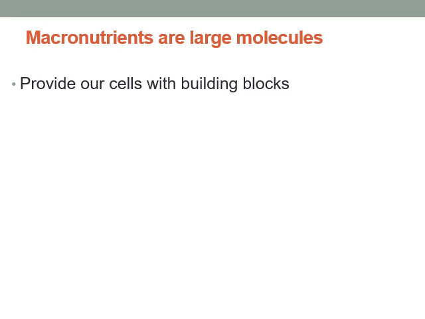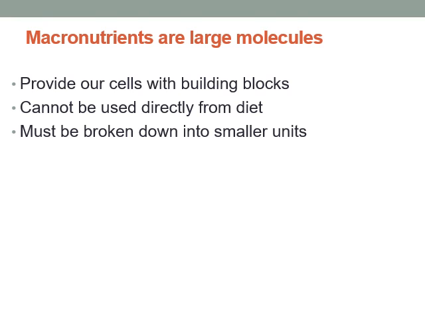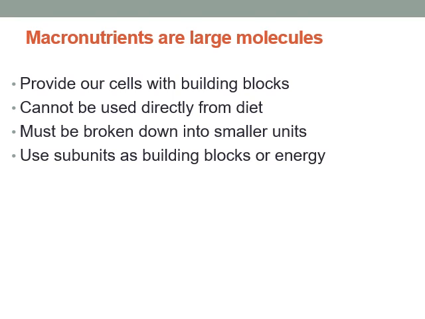Okay, so from our macronutrients, basically what's happening is there are these large molecules and we're going to break them down, right? They're providing our cells with building blocks, and we can't use it directly from our diet. Say you eat a piece of pizza, does that piece of pizza directly translate into energy? No, you've got to break it down into smaller units first, right? And then we're going to use those subunits as building blocks or energy.